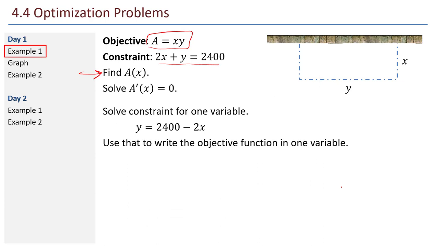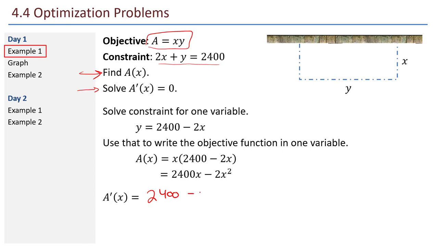Next, use that to write the objective function in one variable. So A, now written A of x, is x times what used to be y, 2,400 minus 2x, and that simplifies to 2,400x minus 2x squared. Next, what is the derivative of A? Looks like it will be 2,400 minus 4x. Okay, so now let's solve where A prime of x equals 0.